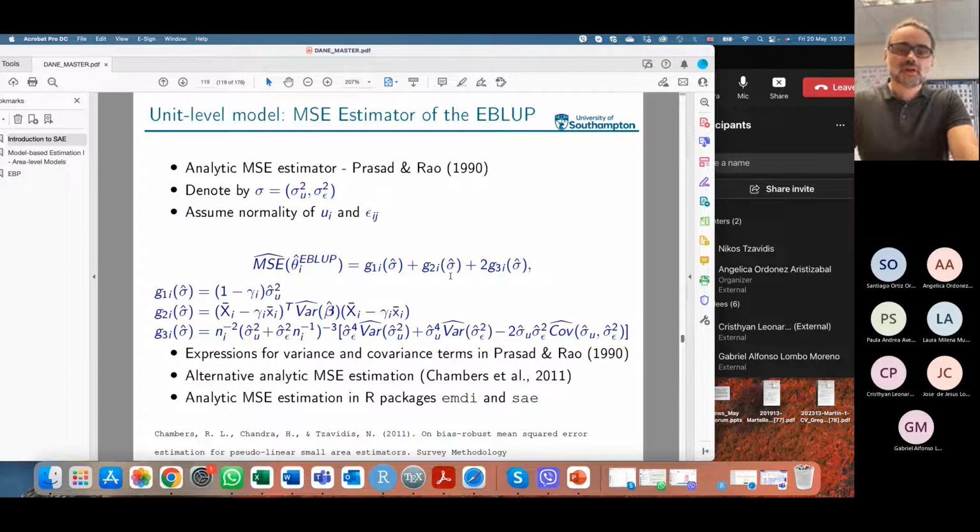So you can use those packages to calculate the analytical mean squared error estimator. Okay, so it's exactly the same idea as the idea that we presented for the area level model. So you get an analytical estimator of the mean squared error, and that's very handy and very good because we don't have to rely on computer intensive methods.